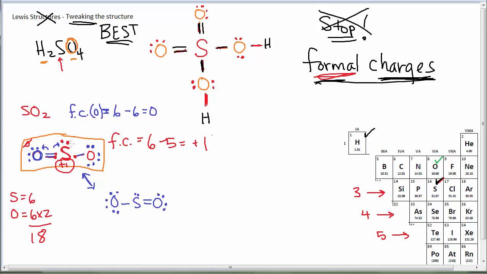Typically we circle the formal charge. You can put them above the symbol, below the symbol, to the side of the symbol. That doesn't matter, but the notation is typically that we circle them. The only time we don't circle them is if the formal charge is 0, because it's already a circle.